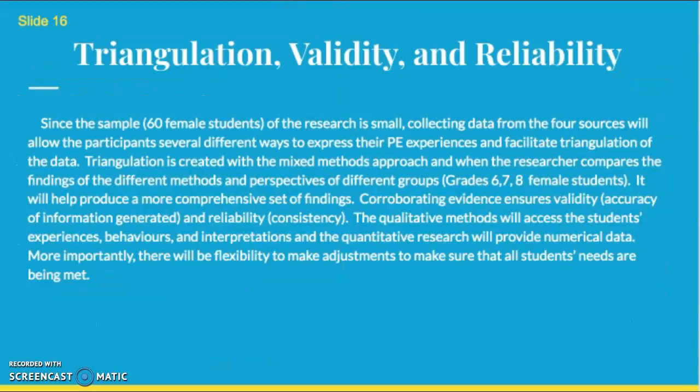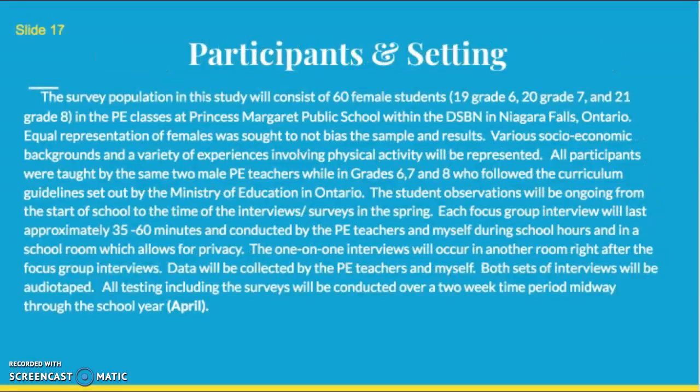To ensure triangulation, collecting data from 4 sources will allow the participants several different ways to express their physical education experiences. Triangulation is created with the mixed method approach, and when the researcher compares the findings of the different methods and perspectives of grades 6, 7, 8 female students. Proving evidence ensures validity, accuracy, and reliability, consistency. Qualitative methods will access the students' experiences and interpretations, and the quantitative research will provide the numerical data.